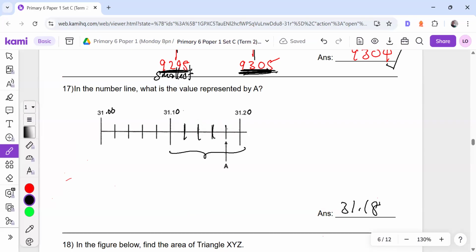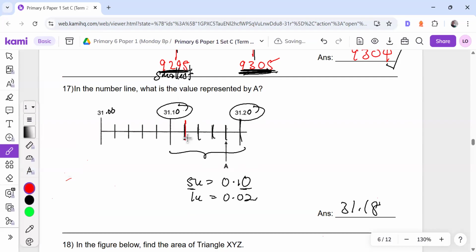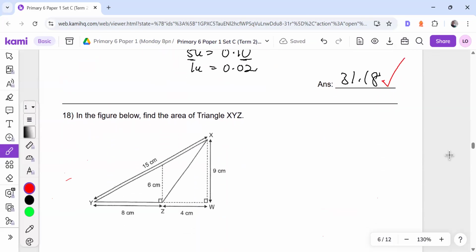You have 5 gaps, 5 lines, 5 units, and you take 31.20 minus 31.10, you will get 0.10. Then what is 1 unit? 0.10 divided by 5, 0.02. Then start counting. You plus 0.02, 0.02, 0.02, and plus another 0.02, and that will be how many? 31.18. Right? And that's how you get your arrow. Clear so far? So if you see a number line, you need to count the gaps and then find how big is 1 unit, and then use that to get your number.